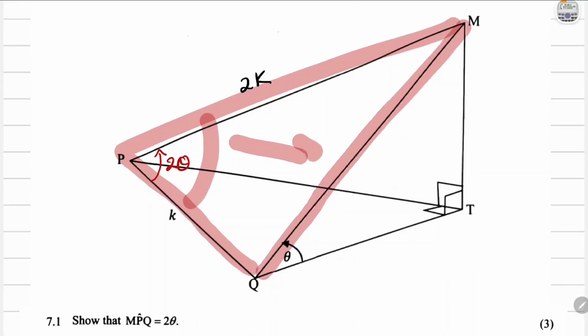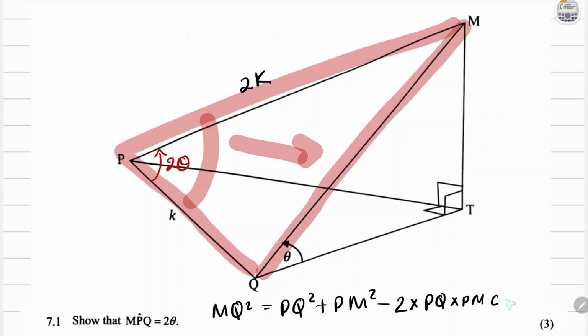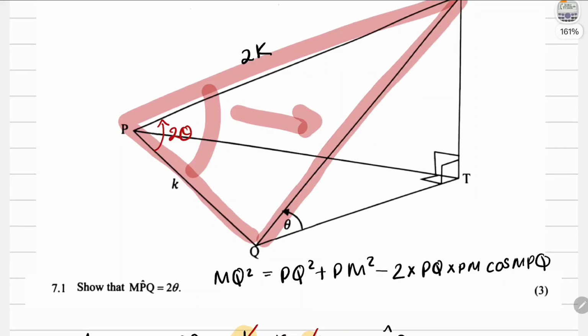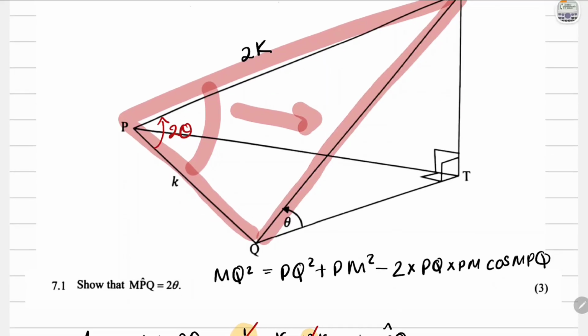So because this is the side we're looking for, we're going to say MQ squared is equal to the side next to it squared, that's PQ squared, plus the other side next to it, which is PM squared, then minus 2 multiplied by the PQ multiplied by the MP, or PM as I called it there, and then cos of that center angle, which is MPQ.